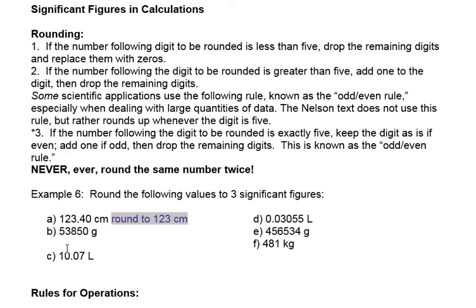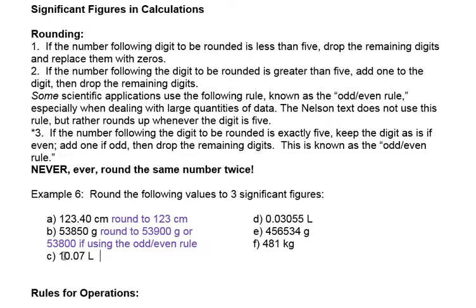Second example, our first 3 digits are the 5, the 3, and the 8. It's followed by a 5. So if we're doing the 5 and up, round up rule, we would just say 539 and replace the remaining things with zeros. We do need the zeros this time because they're placeholders. If we're using the odd-even rule, we would keep the 538 because it's already even, right? We keep the 8 as is.